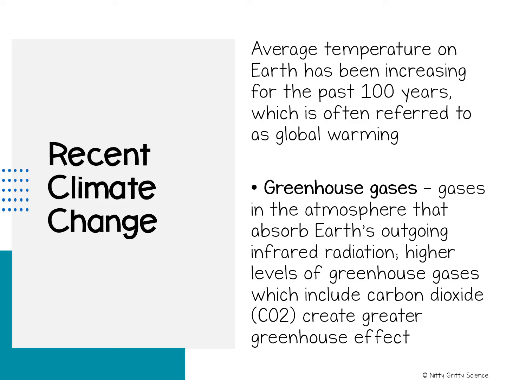The rise in Earth's average surface temperature during the past 100 years is often referred to as global warming, and scientists have been studying this change and its possible causes, and have concluded that most of the temperature increases are due to human activities. Gases in the atmosphere that absorb Earth's outgoing infrared radiation are referred to as greenhouse gases. Greenhouse gases help keep temperatures on Earth warm enough for living things to survive. But over the last 120 years, levels of carbon dioxide have been increasing, which creates a greater greenhouse effect.